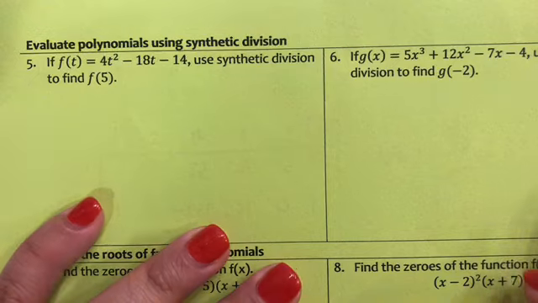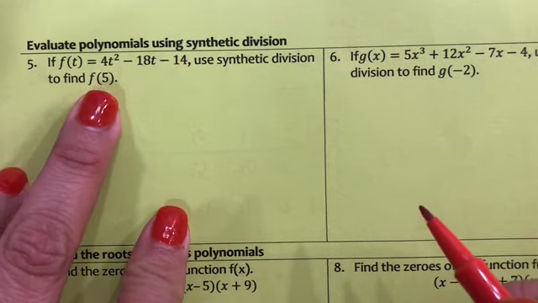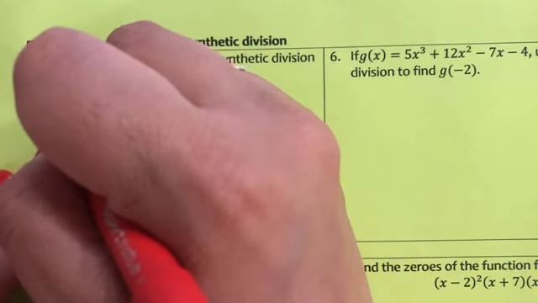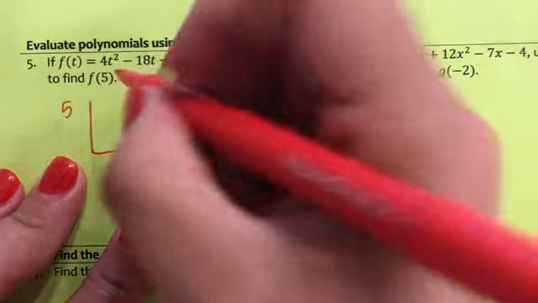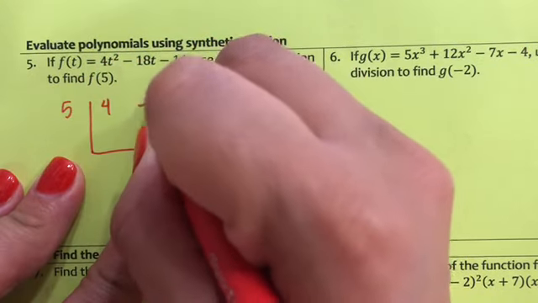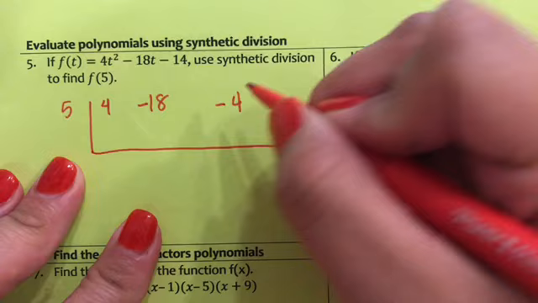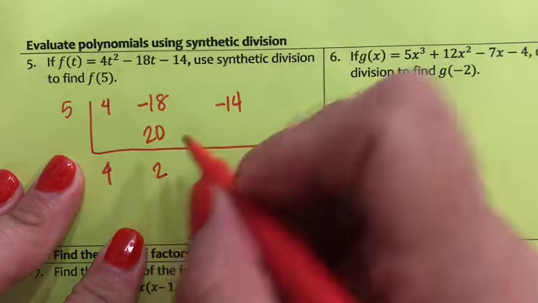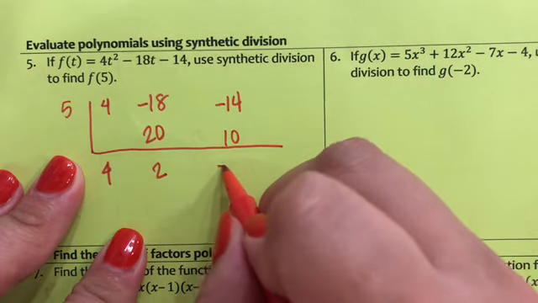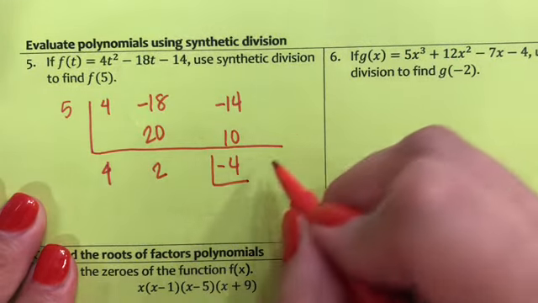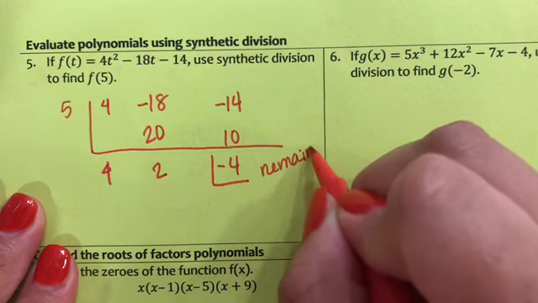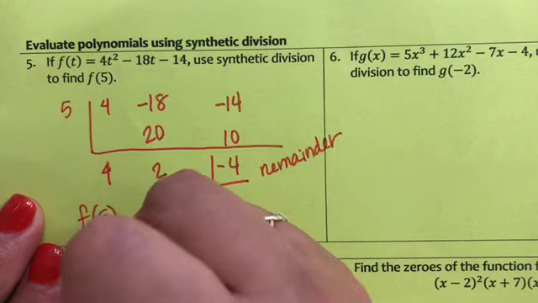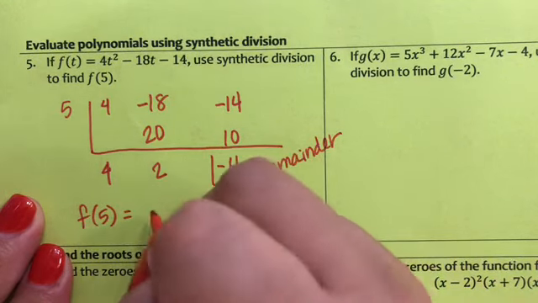Okay, number 5. It says use synthetic division to find f of 5. So basically what you're going to do is you're going to say, okay, so 5 divided by negative 18, negative 14. You're going to say 20, 10, negative 4. That's my remainder. That's also f of 5 equals negative 4.